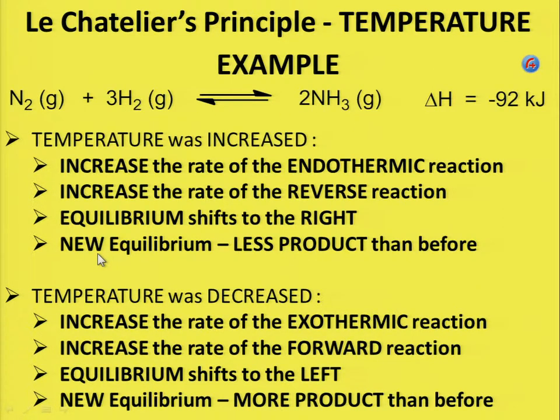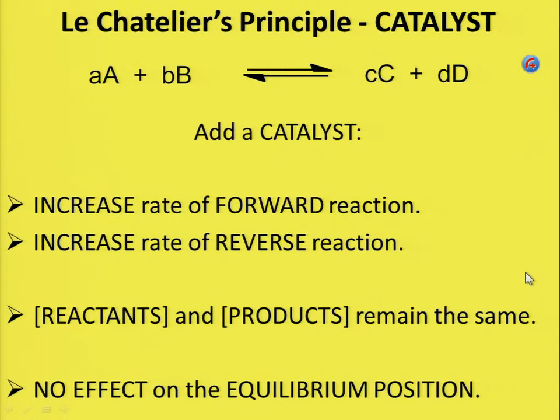And the new equilibrium will have less product than before. If the temperature was decreased, it would cause an increase in the rate of the exothermic reaction. Therefore, it would increase the rate of the forward reaction. The equilibrium will shift to the right, and when there is a new equilibrium, more product will be there than before. This is very important.